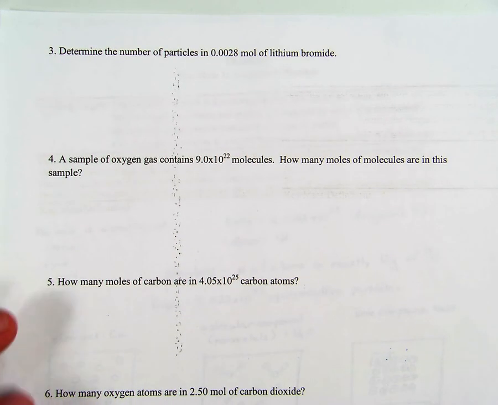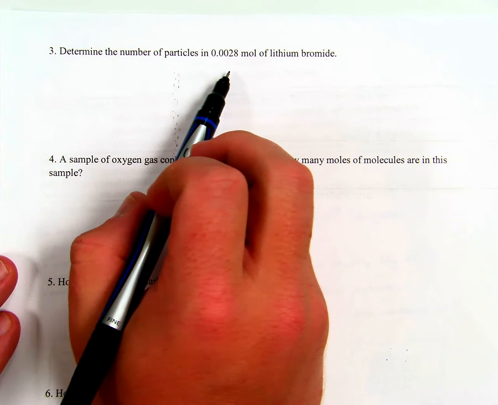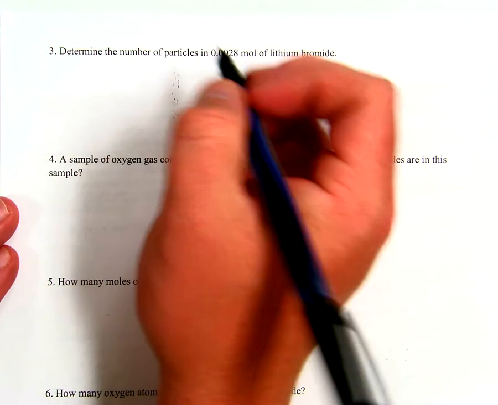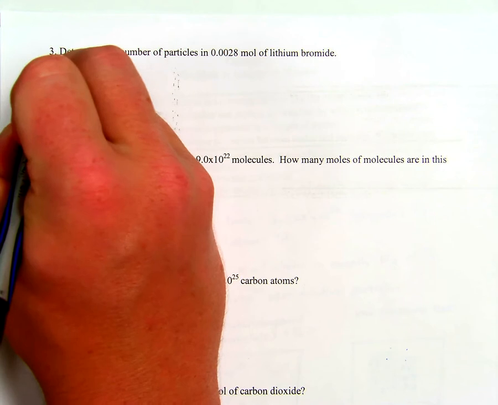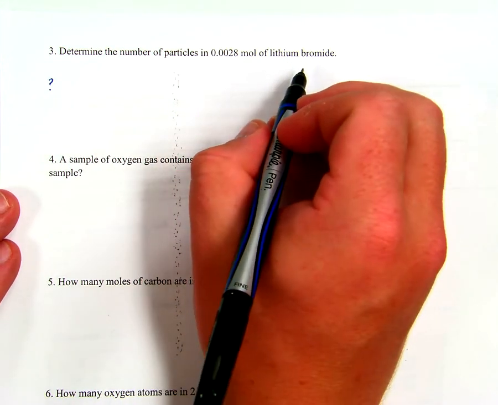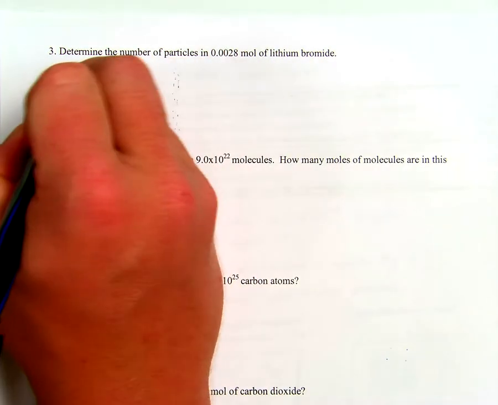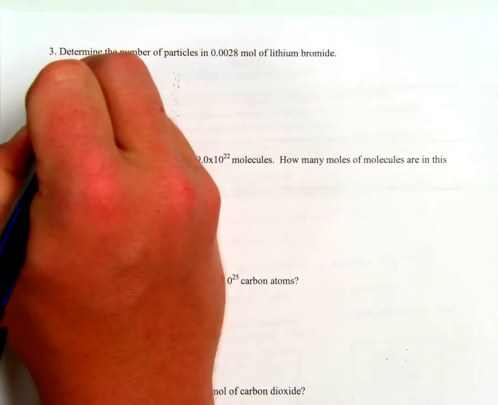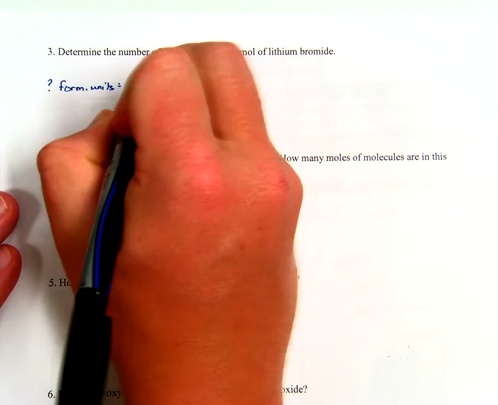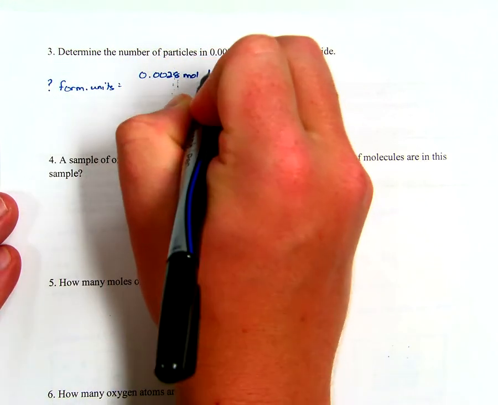We're asked to determine the number of particles in 0.0028 moles of lithium bromide. Well, so it's the same question as before. How many particles? Well, this time the particle, lithium bromide, would be ionic. I know that because lithium's a metal and that would make it ionic. It's going to be formula units. So how many formula units are equal to 0.0028 moles of lithium bromide, LiBr.